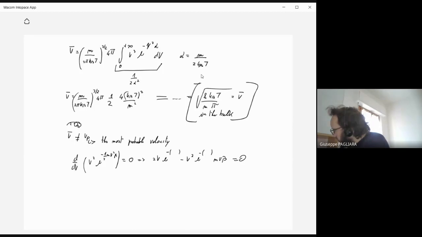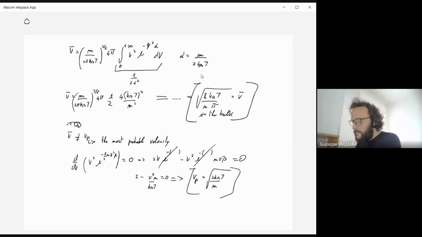Now equal to 0, you remove the exponential, you can remove a v, so you have 2 minus v squared m divided by kBT is equal to 0, and therefore the Vp finally is equal to the square root of 2 kBT divided by m.